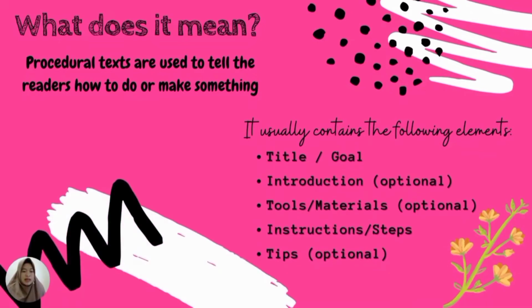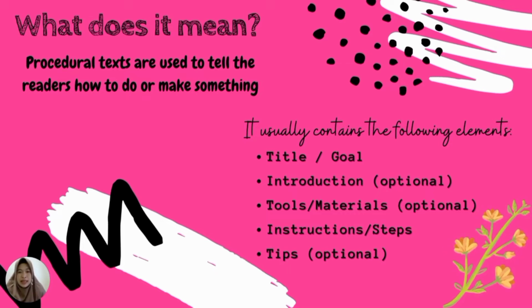Okay, let's see the definition. Procedural texts are used to tell the readers how to do or to make something. So it is used to tell the readers about how to do, how to operate, or to make something.